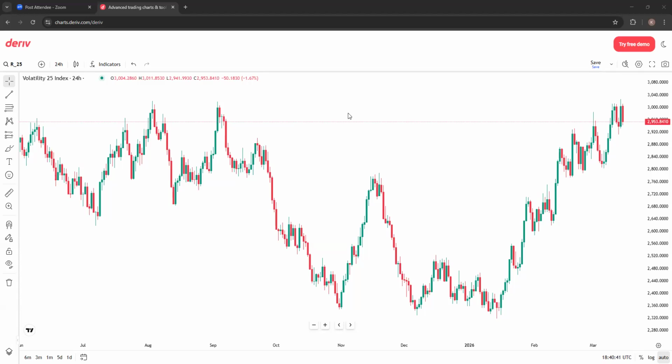How can you differentiate between BOS and CHoCH? How can you differentiate between breakout structure and change of character?